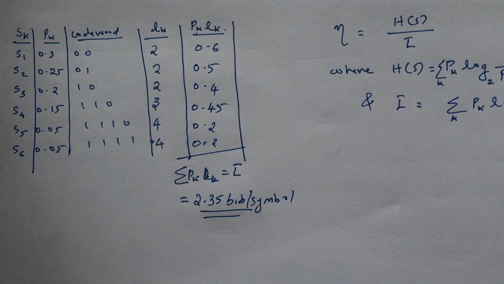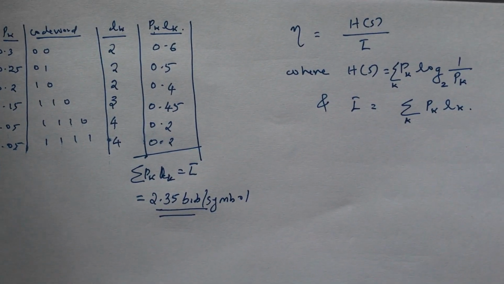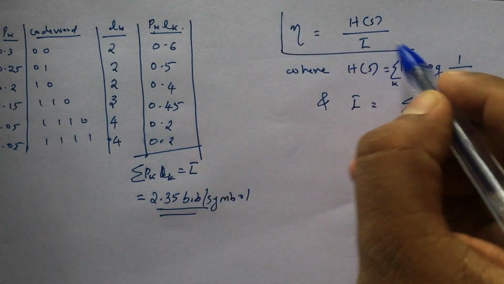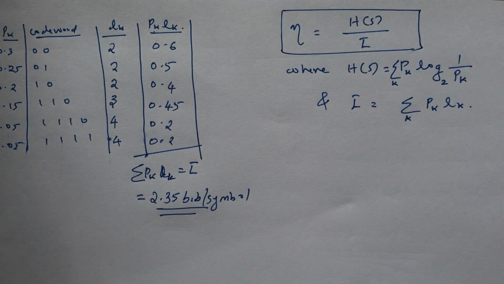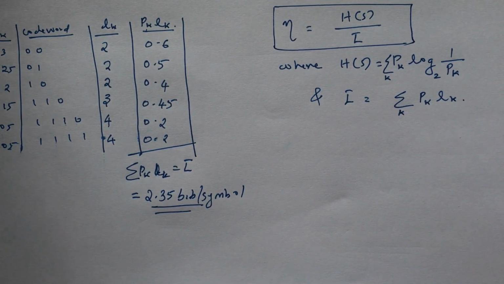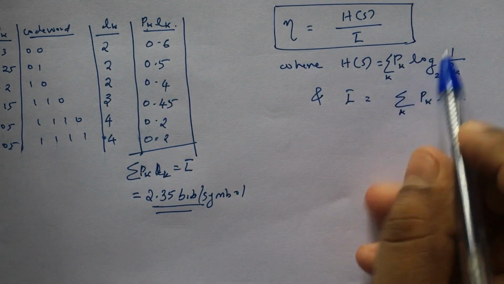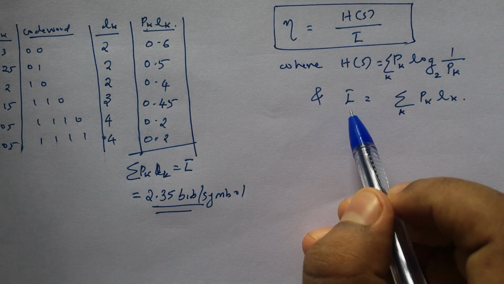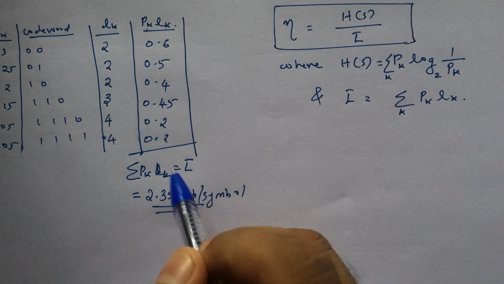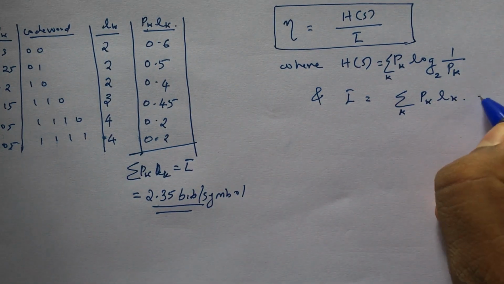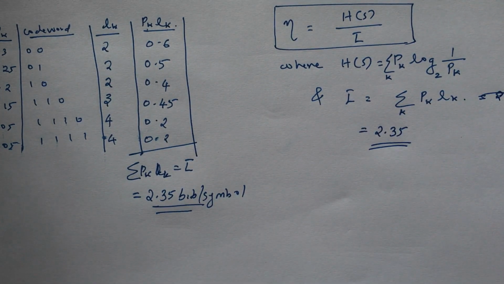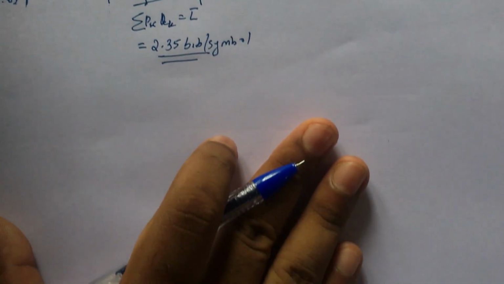Okay, so now to evaluate the efficiency, the equation is eta is equal to H of S divided by L bar, where H of S is the entropy and it is calculated as sigma pk log 1 by pk, and L bar is the average code word length that we have calculated as sigma pk into lk, that is equal to 2.35. Now we have to evaluate H of S.